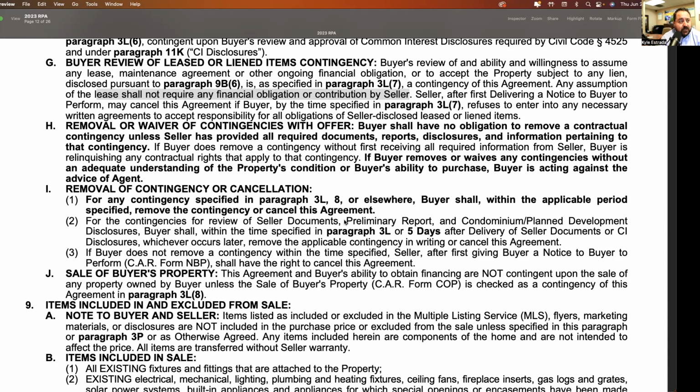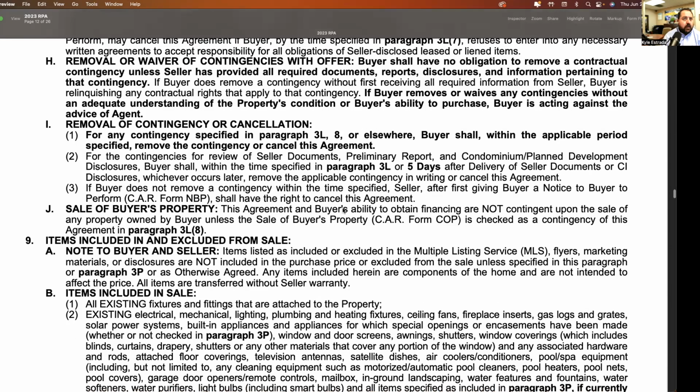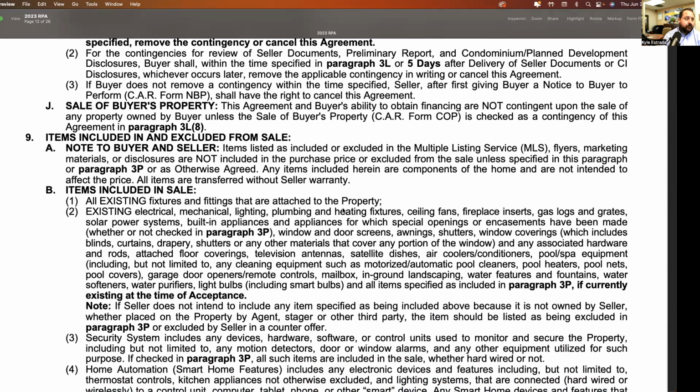Sale of buyer's property. This agreement and buyer's ability to obtain financing are not contingent upon the sale of any property owned by buyer unless the sale of buyer's property form COP is checked as a contingency of this agreement in paragraph 3L8. That's it. Just very simple. Items included and excluded. Items listed as included or excluded in the multiple listing service, flyers, marketing materials, or disclosures are not included in the purchase price or excluded from the sale unless specified in this paragraph or paragraph 3P.